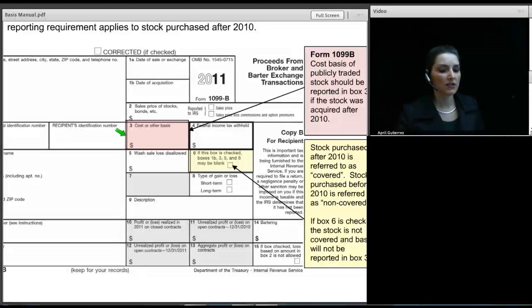So if box 3 is blank, then usually box 6 will be checked. Box 6 says if this box is checked, boxes 1B, which is the date of acquisition, 3, the cost basis, and 8, whether it's short-term or long-term, may be blank.